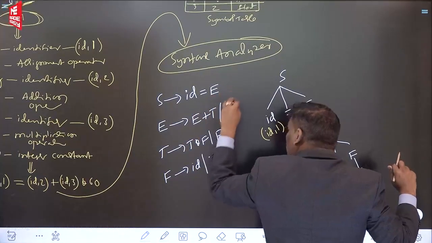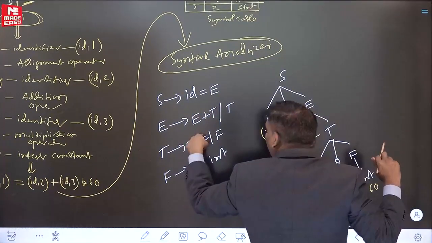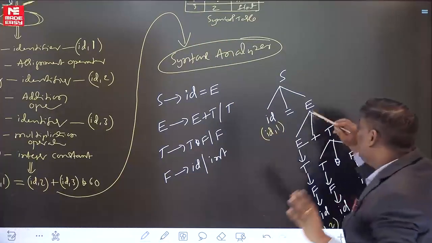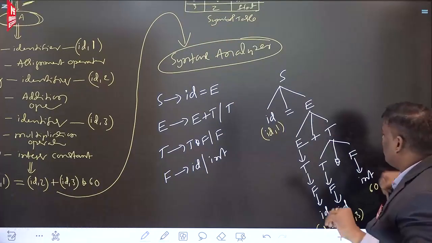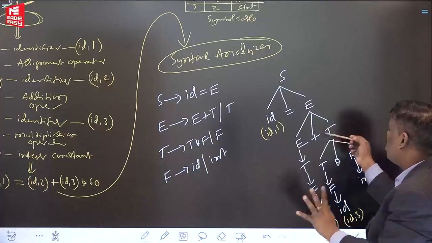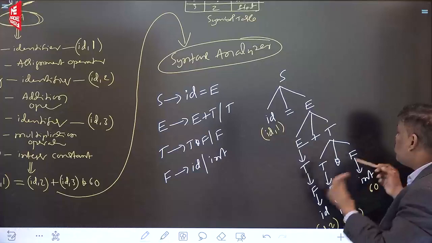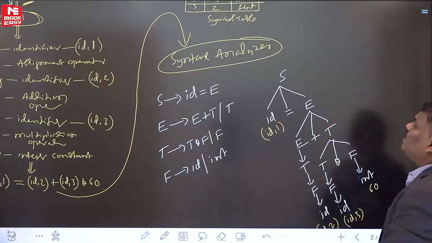For the arithmetic expression, this grammar is there. Using this grammar, can I generate this arithmetic expression or not? He will check. If it is possible, the tree will come. If not possible, the tree will stop in between. Now I think it's the correct time to ask you.